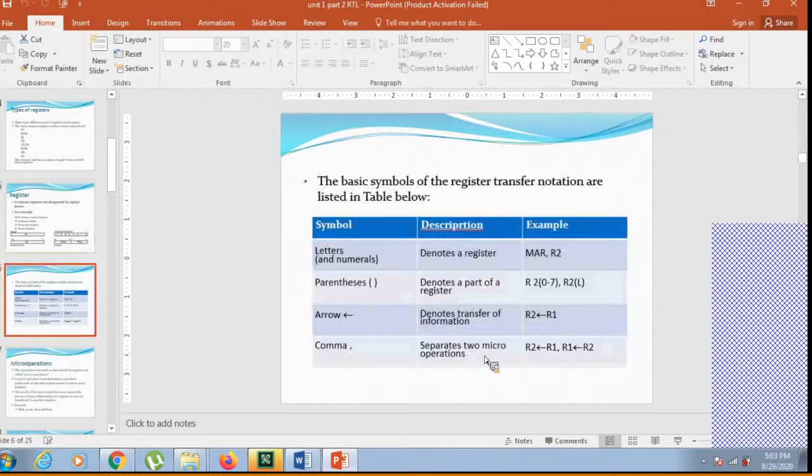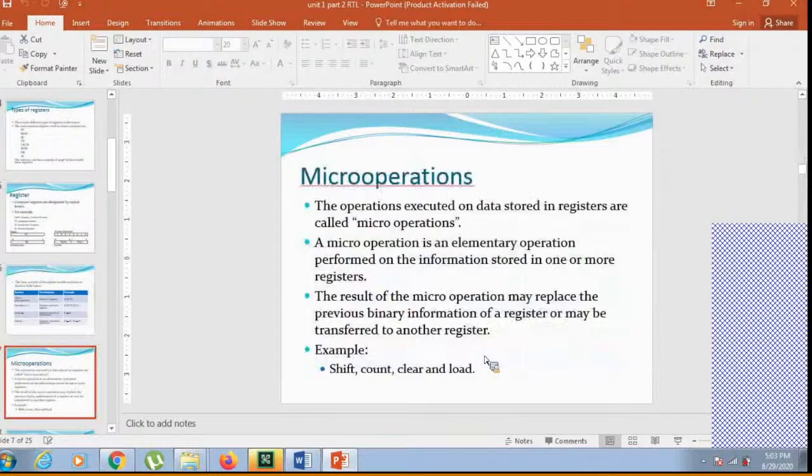Next we'll see micro operation. Before that we should know what an operation is. An operation is something like a task to be performed. Assume that I have been given an instruction a plus b, that means a plus b is the task to be performed. Now whenever your CPU, your system needs to execute any instruction, then what is required?